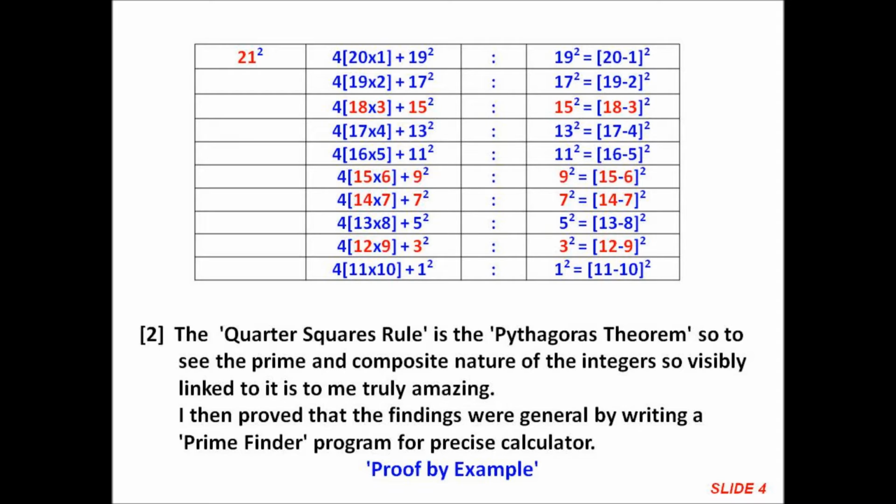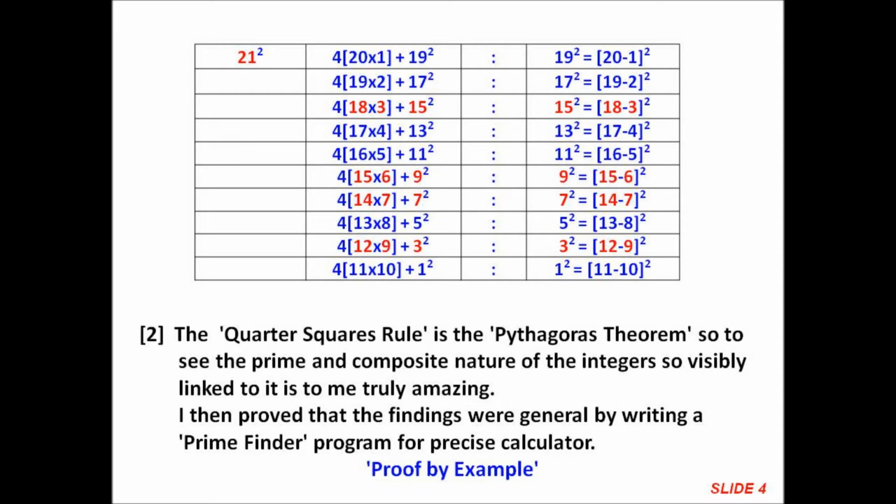Using the greatest common divisor as a test, we can check all the partitions to see if our original odd integer is prime or composite. The quarter squares rule is the Pythagoras theorem, so to see the prime and composite nature of the integers so visibly linked to it is to me truly amazing.